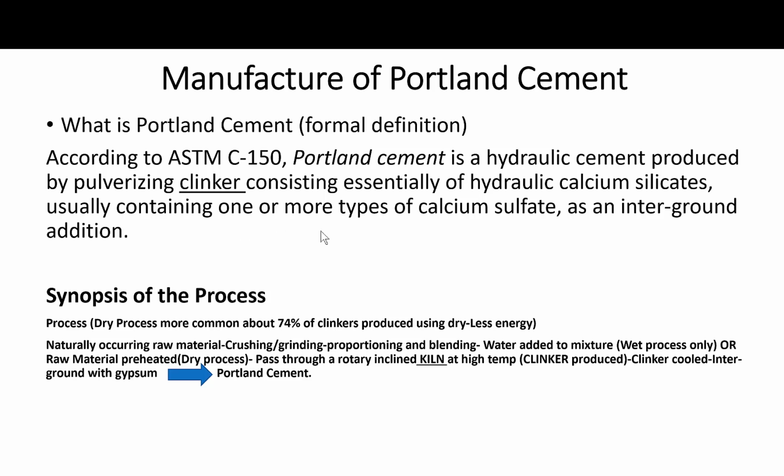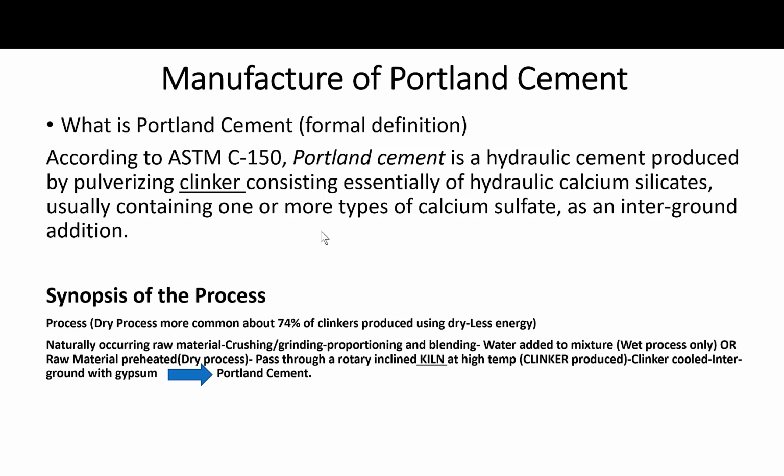So in order to make cement, we need clinker. How do we make clinker? Basically, the process consists of taking naturally occurring raw material, calcium and silicate bearing material. We crush it, grind it, and proportion it based on the required chemistry. If we are using the wet process, water is added to the mixture, about 30 to 40%, to form a slurry. If not, the dry material is fed to the kiln.